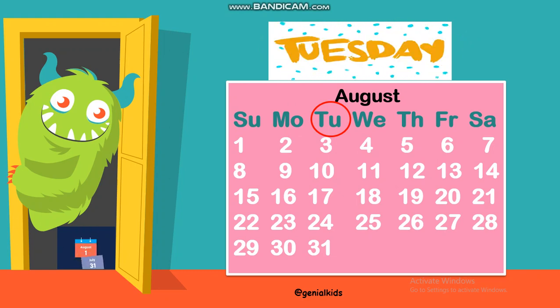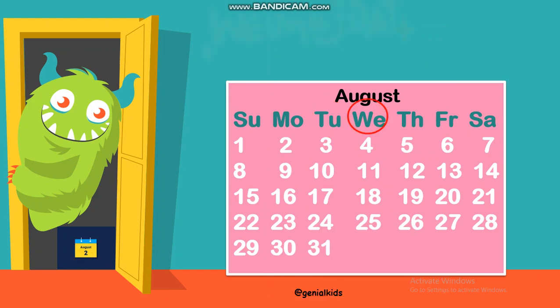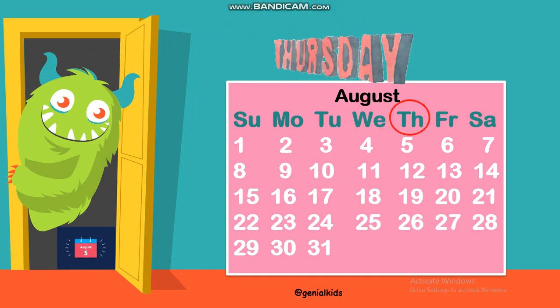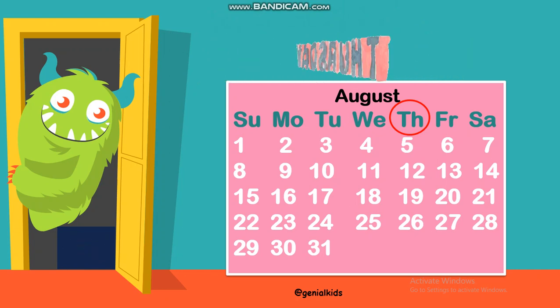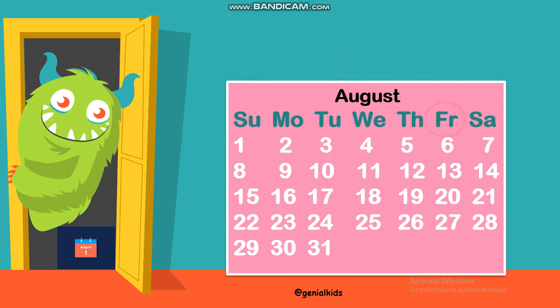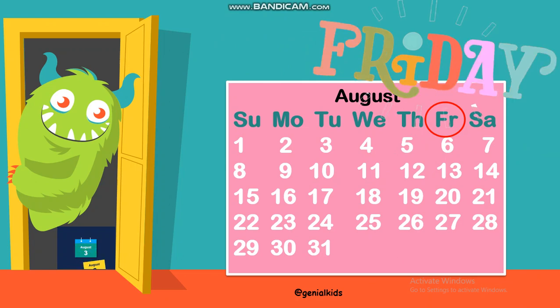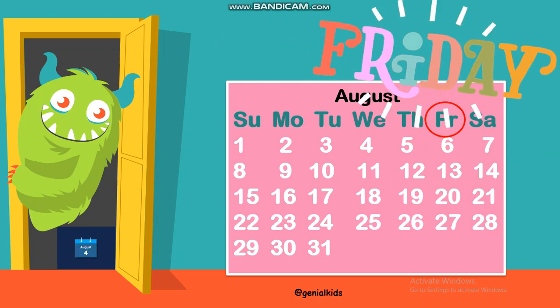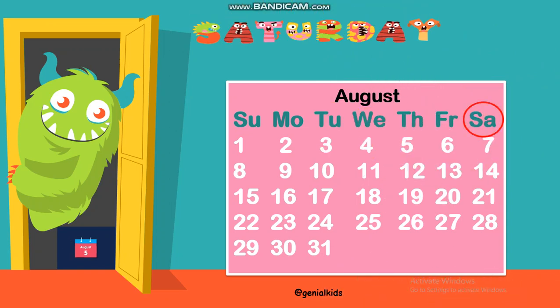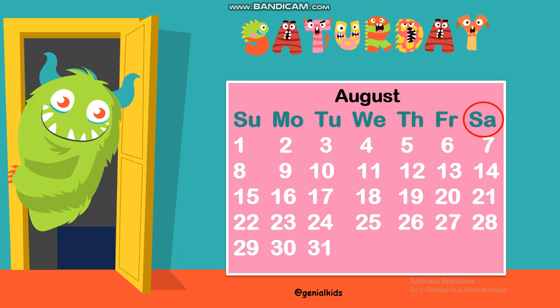After Tuesday is Wednesday. Wednesday is WE. Next is Thursday. Thursday is TH. After Thursday is Friday. Friday is FR. And after Friday comes the last day of the week, and that is Saturday. Saturday means SA. Now, children, you know there are 7 days of the week.